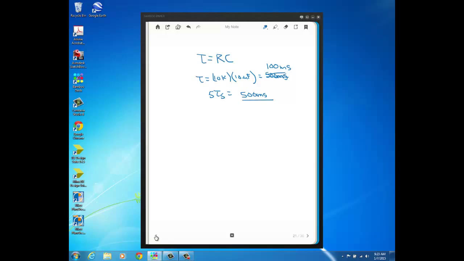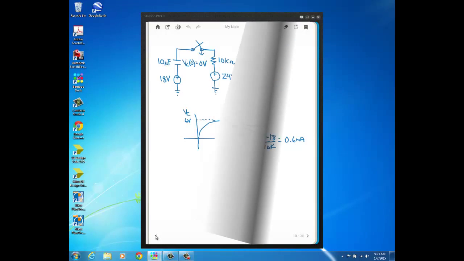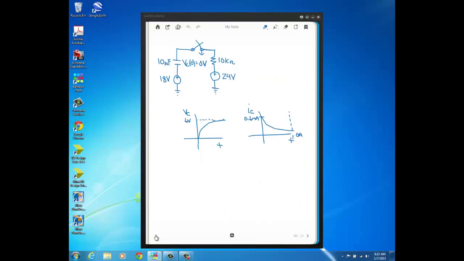So to complete our curves, we just need to show that the amount of time from t equals 0, for both the voltage and the current, is going to be half a second. Okay, 500 milliseconds, which is the same thing as half a second.